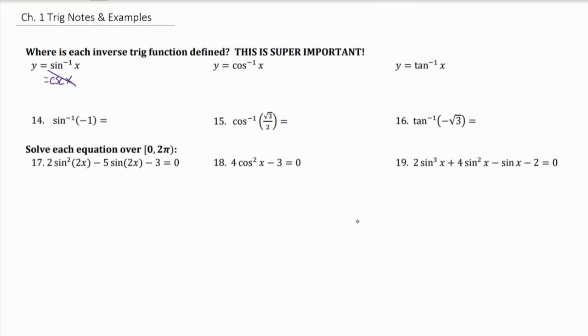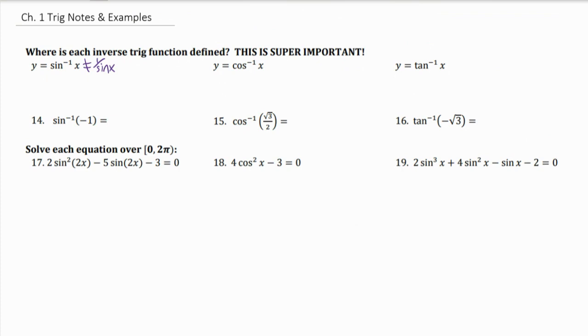Cosecant is the reciprocal of sine. Sine inverse is the inverse of sine, and they're totally different. So cosecant is 1 over sine x. Sine inverse of x is not 1 over sine x. Okay, so they are different things. Sine is different than cosecant, which is different than sine inverse. So just keep that in mind.